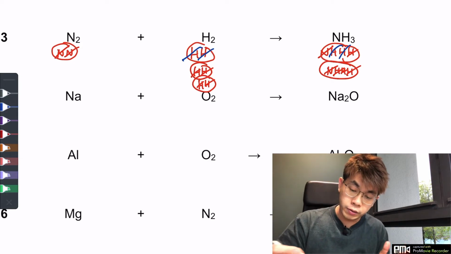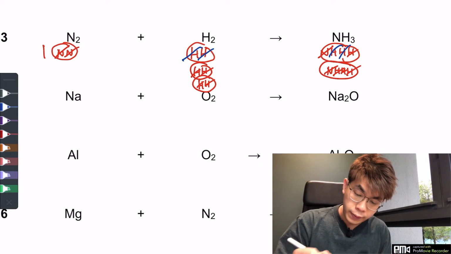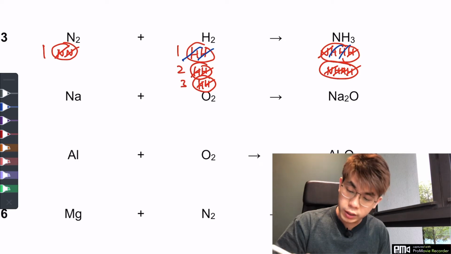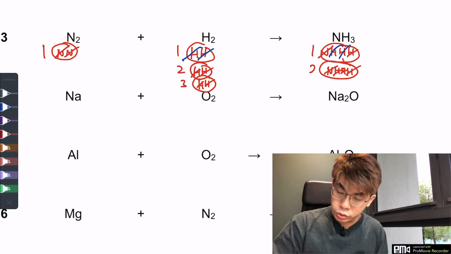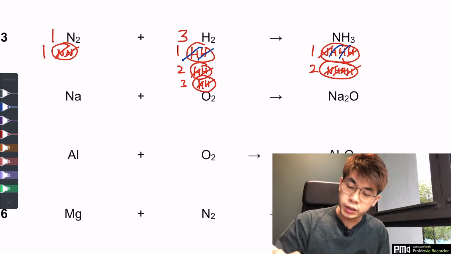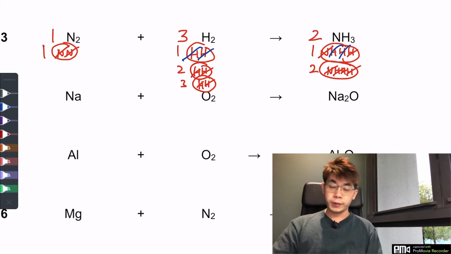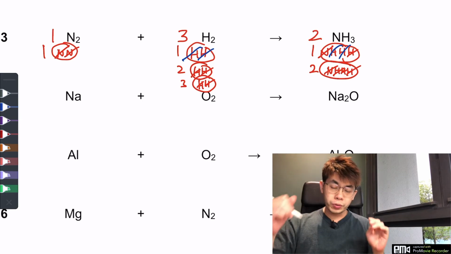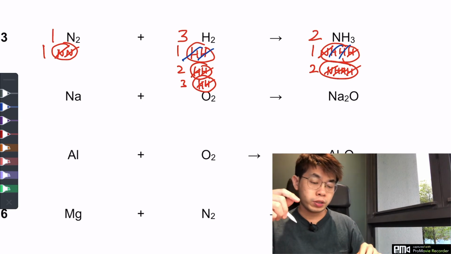So I can write, I have 1, 2, 3, and then 1, and then 2. So I have 1 nitrogen, I have 3 hydrogen, and then I have 2 ammonia. Okay, so that's how you balance the chemical equations.